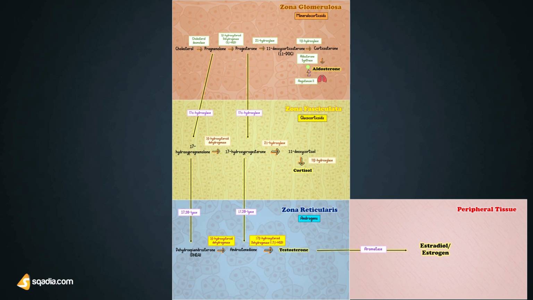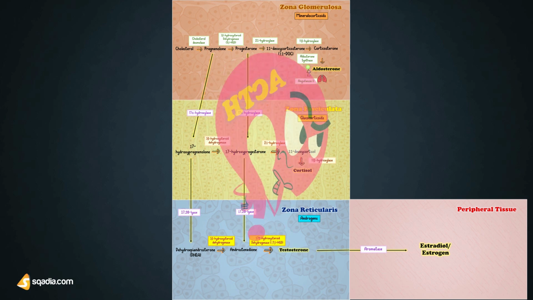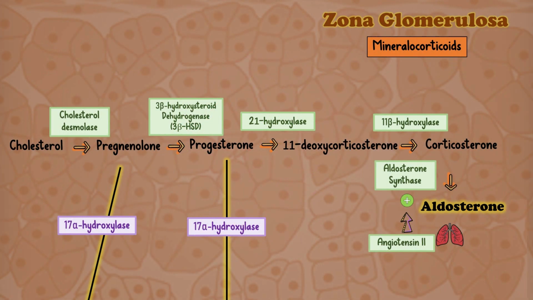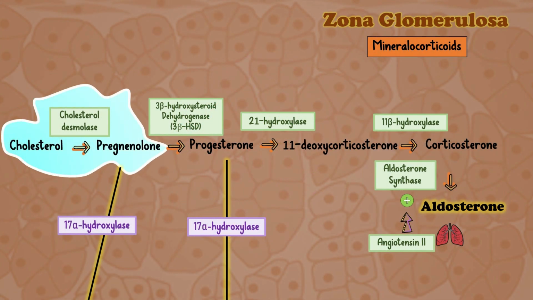Now coming to the point, what is the role of ACTH in this pathway? Well, look at the very first step of the pathway. Yes, I'm talking about the conversion of cholesterol to pregnenolone. This is where adrenocorticotropic hormone acts. It stimulates the conversion of cholesterol to pregnenolone by stimulating the enzyme cholesterol desmolase, which is required to bring about this conversion.